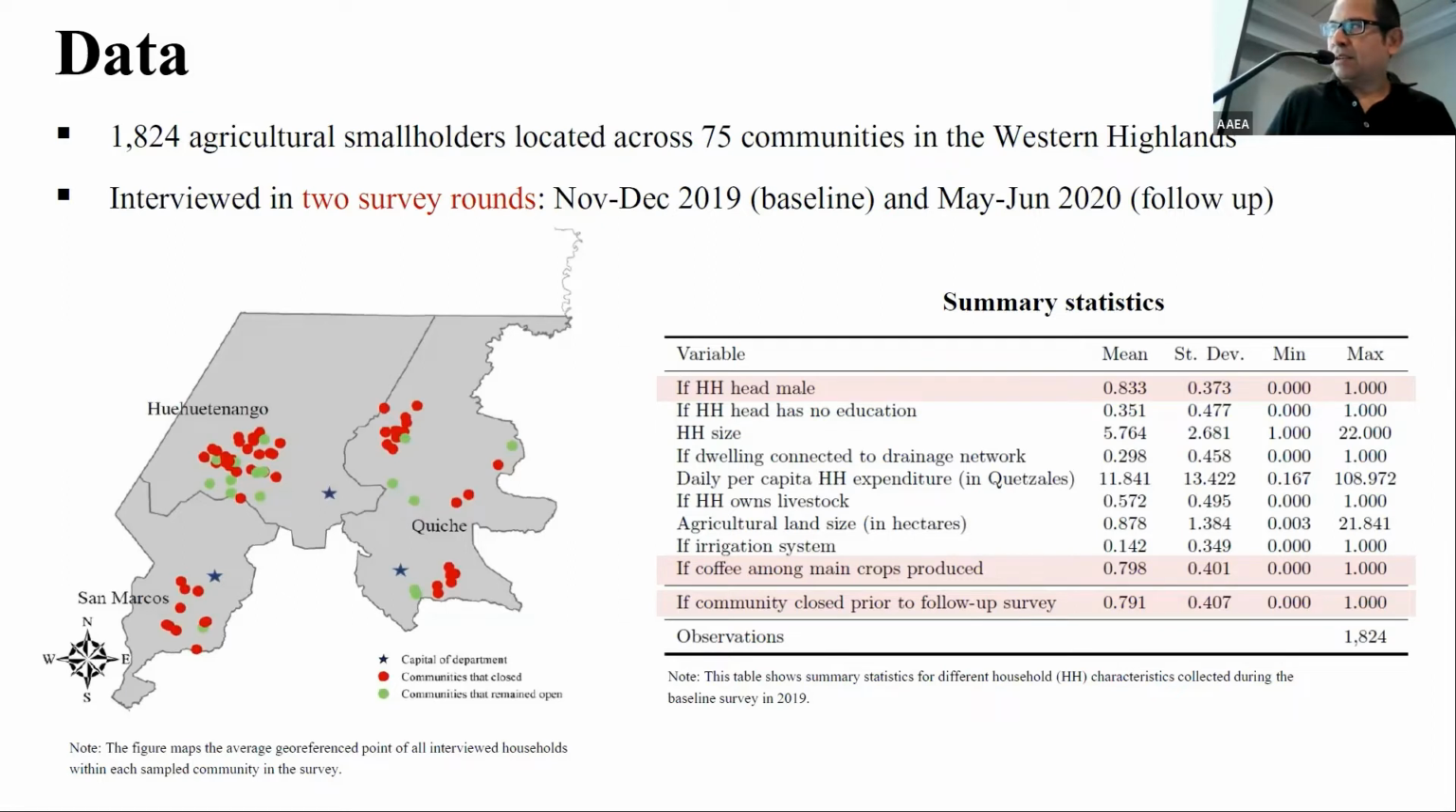The dots represent the communities where the smallholders were located and interviewed during two survey rounds. The first round was done in November-December 2019, which was a baseline survey. The same people were interviewed again in May-June 2020 as a follow-up. The sample is mainly composed of male smallholders, over 83% of them are male. Most of them are coffee producers. The red dots represent the communities that restricted their entry and exit during the first months of the pandemic, which is the majority of them. Basically, 80% of the communities, 4 out of 5, restricted their entry and exit during the initial months of the pandemic.